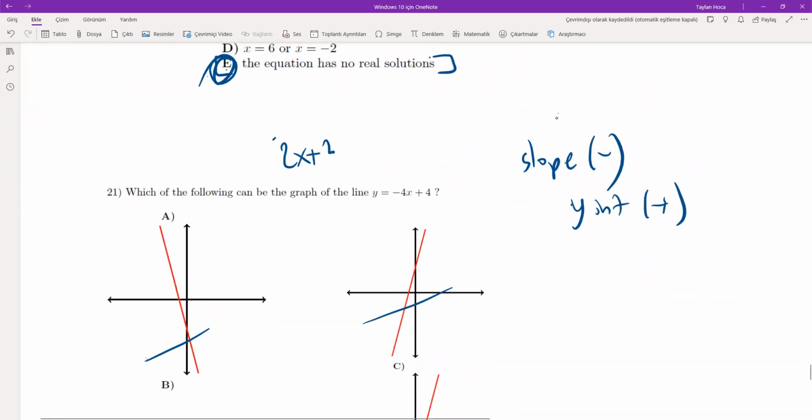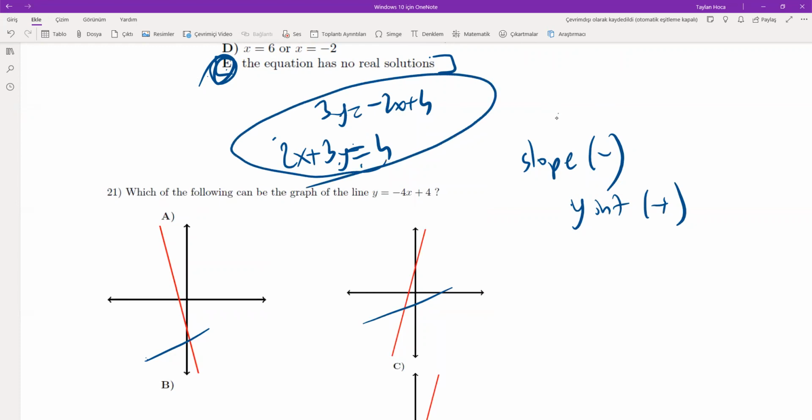And please, if they ask you in this format, 2x plus 3y equals 4, let's say, please don't say slope is positive here, because 3y is negative 2x plus 4 here. Slope is negative here. If you are given a different line format, just transform that into the other one before concluding with the slope. Okay.